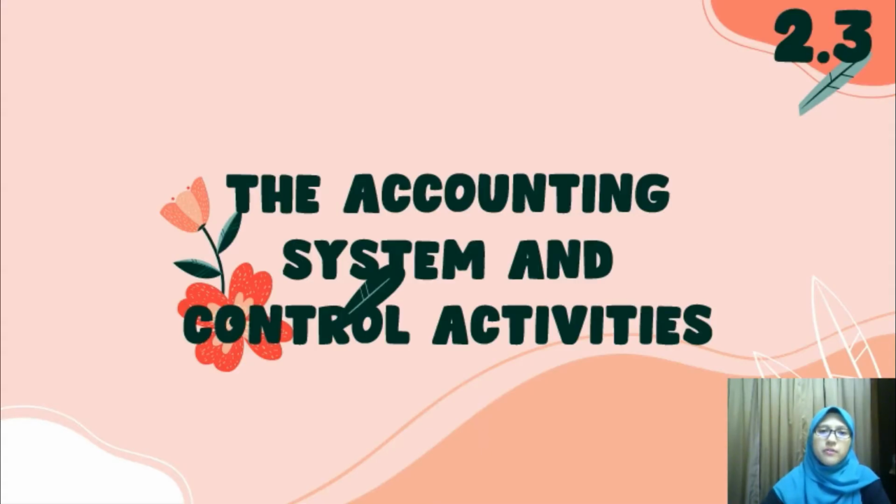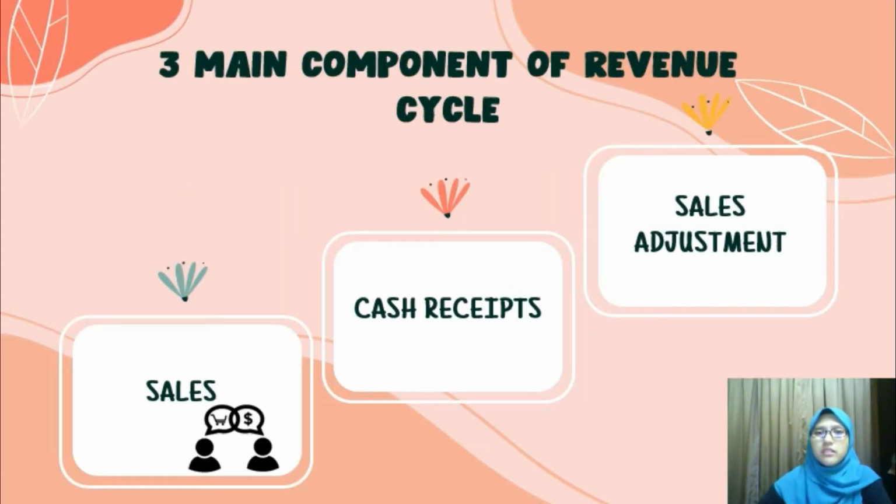For the next part, we will talk about the accounting system and control activities. Before we talk about the control activities, we need to understand the revenue cycle first. There are 3 main components of the revenue cycle, which are sales, cash receipts, and sales adjustments. This component will be explained further later.